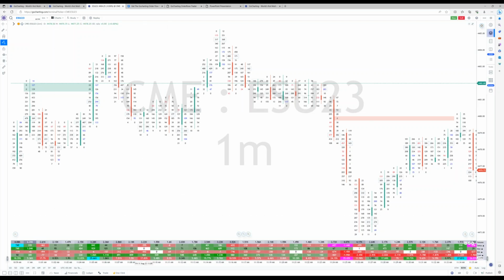Jose asked, what are the 3 indicators of order flow that you put on for E-minis? I would use prominent point of control, thin prints, and probably market weakness.